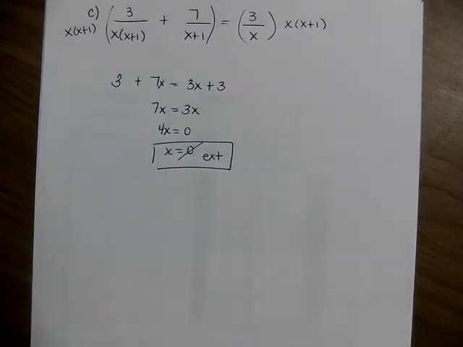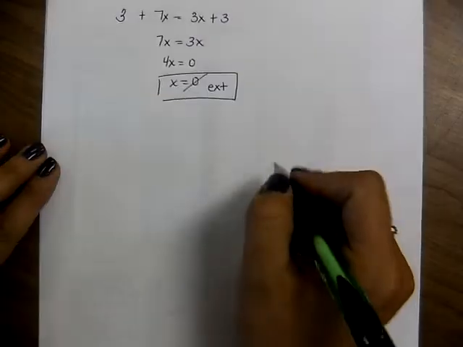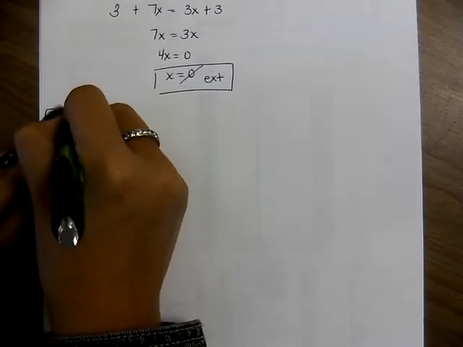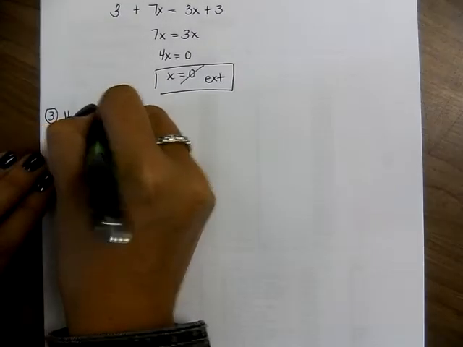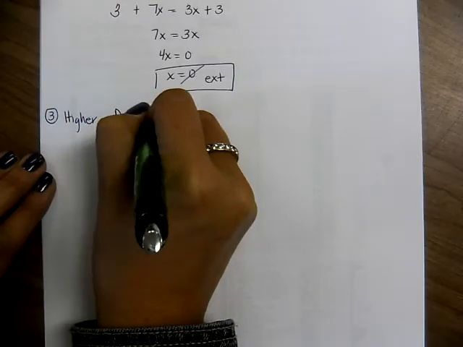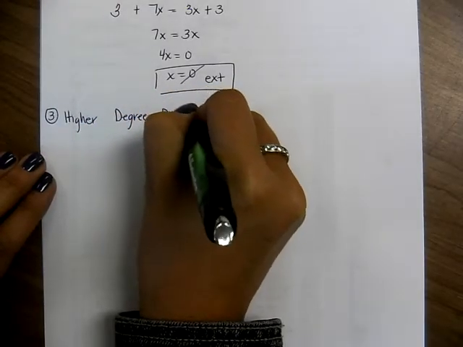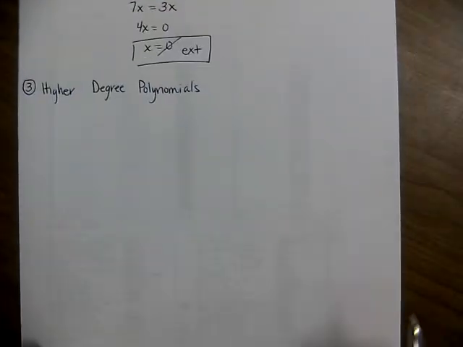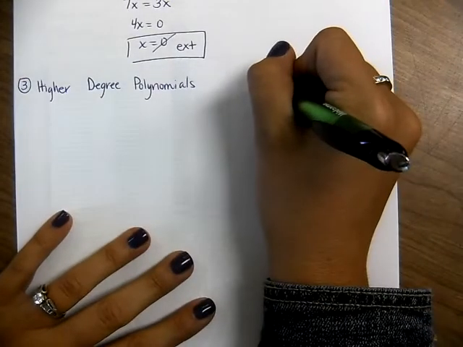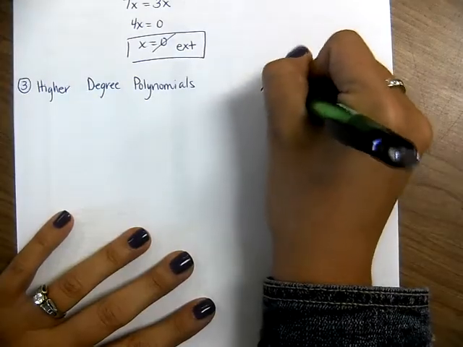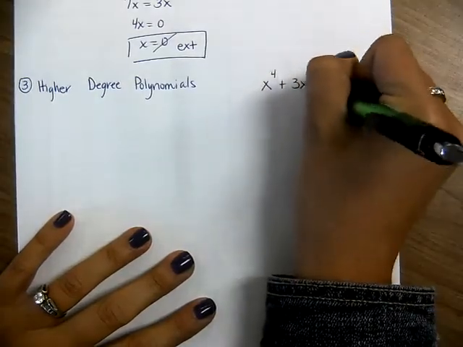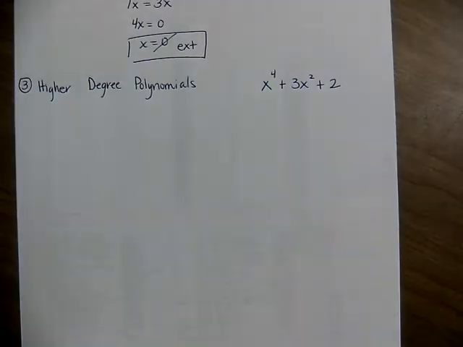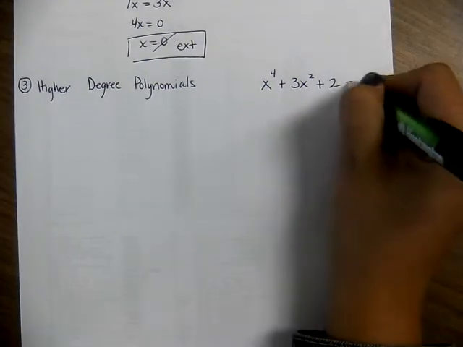Are there any questions on rational equations? Everybody okay if we move on? Okay, let's talk about the third type, higher degree polynomials. Okay, so when you have a higher degree polynomial, this is like x to the 4th plus 3x squared plus 2, say. Okay, equals, we'll just say equals 0.